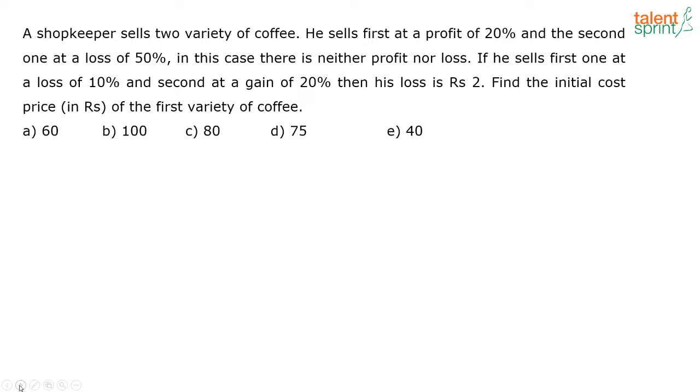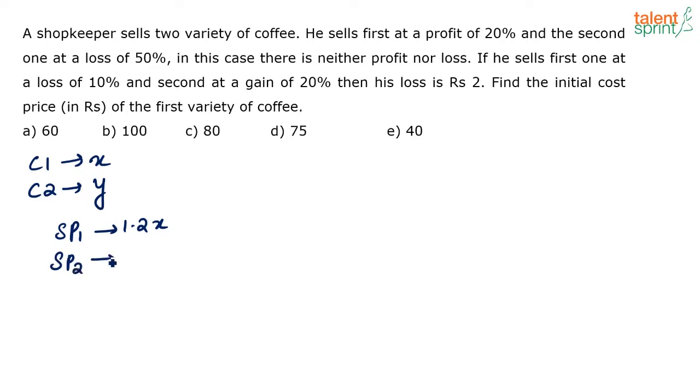So, how do we solve this? See what is given here. Let me assume that the first variety of coffee costs X rupees, and the second variety of coffee costs Y rupees. Now, a shopkeeper sells two varieties of coffee. He sells the first one at a profit of 20%. So, the selling price of the first variety is 1.2x. And the second one at a loss of 50%. So, the selling price of the second variety, 50% loss means he is selling it only for 50% of its value, correct? So, he is selling it for 0.5y.